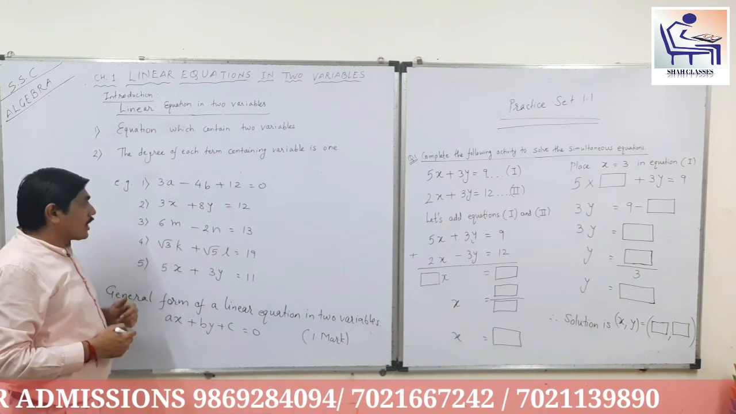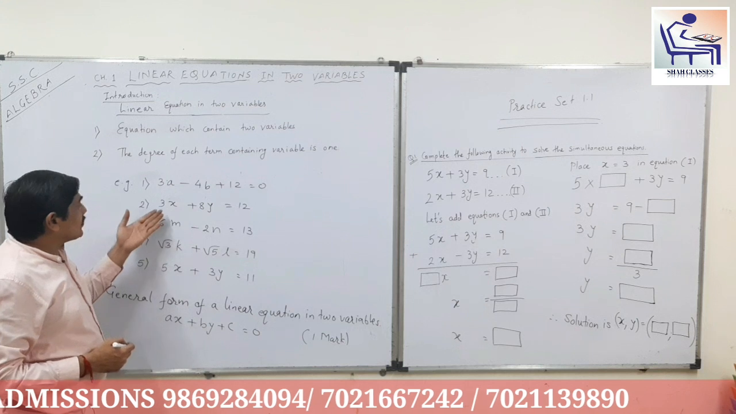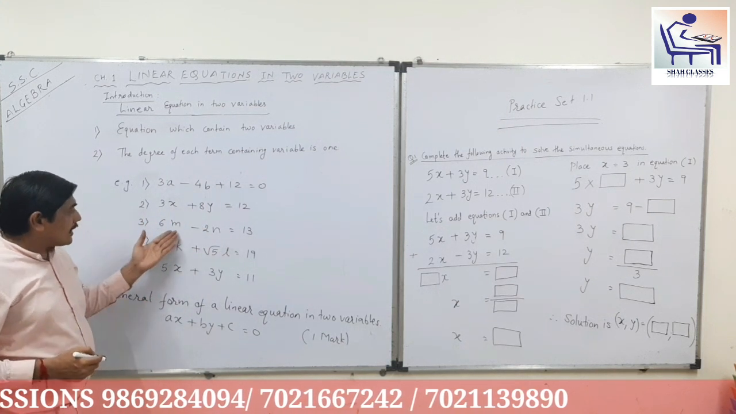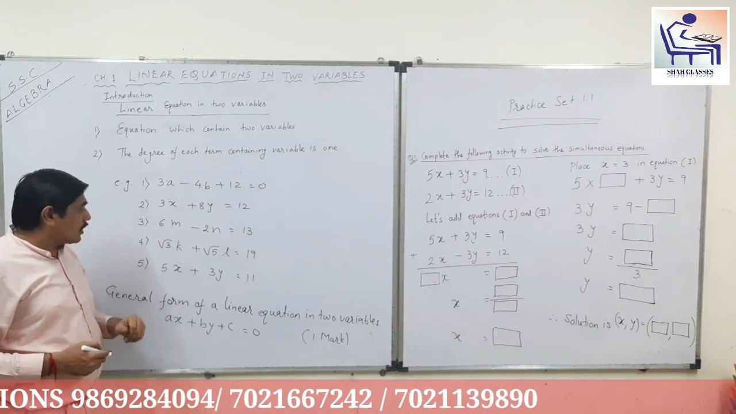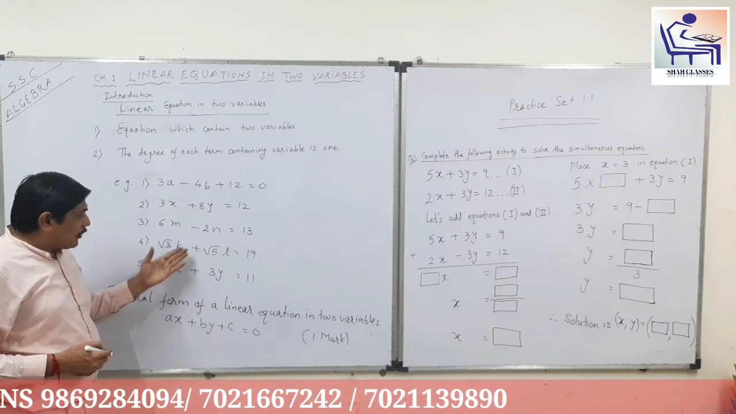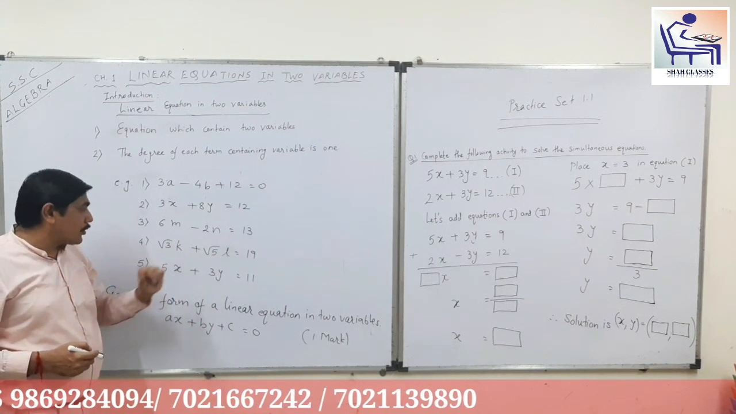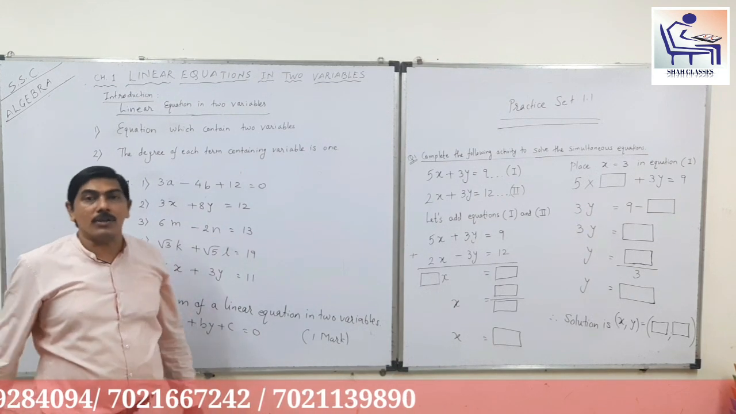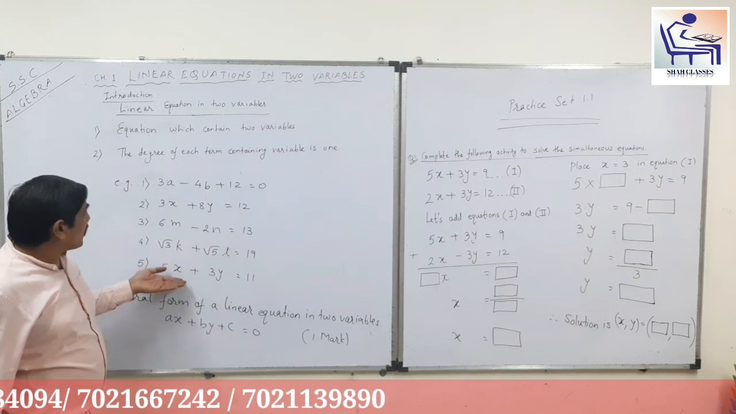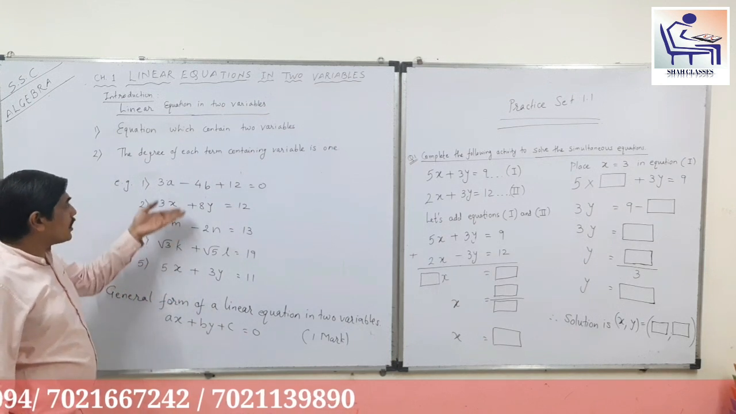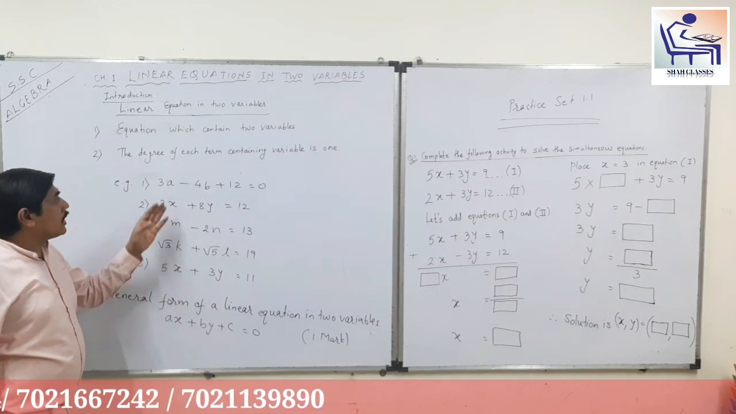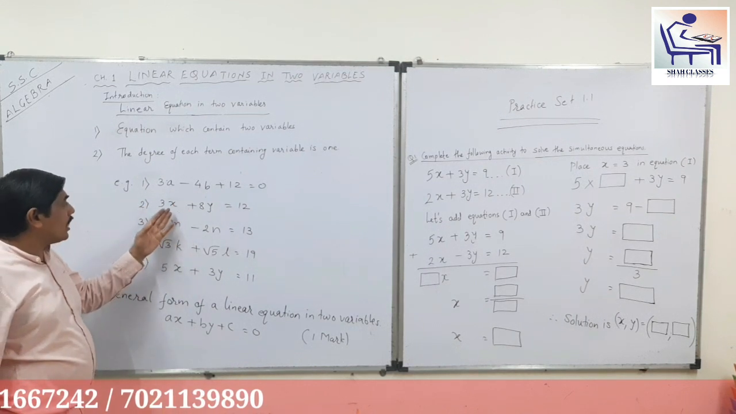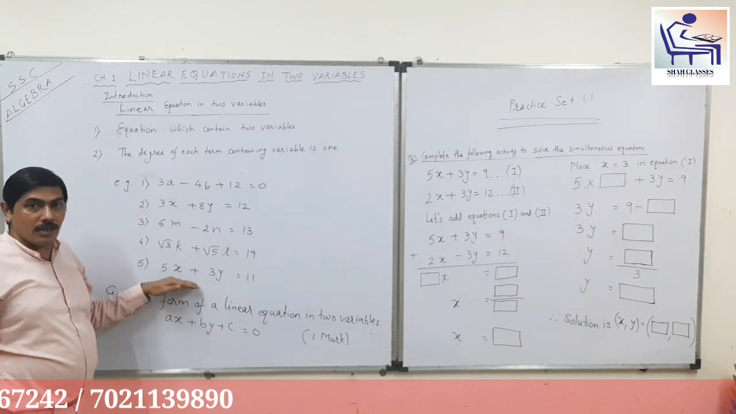Some more examples are given for your reference, like 3x plus 8y is equal to 12, 6m minus 2m is equal to 13, root 3k plus root 5l is equal to 19, 5x plus 3y is equal to 11. हमने यहाँ पे कुछ एग्जांपल्स देखे. इन सारे एग्जांपल्स में आपने नोट किया होगा कि सभी इक्वेशंस में दो वेरिएबल्स हैं और सबकी डिग्री 1 है.